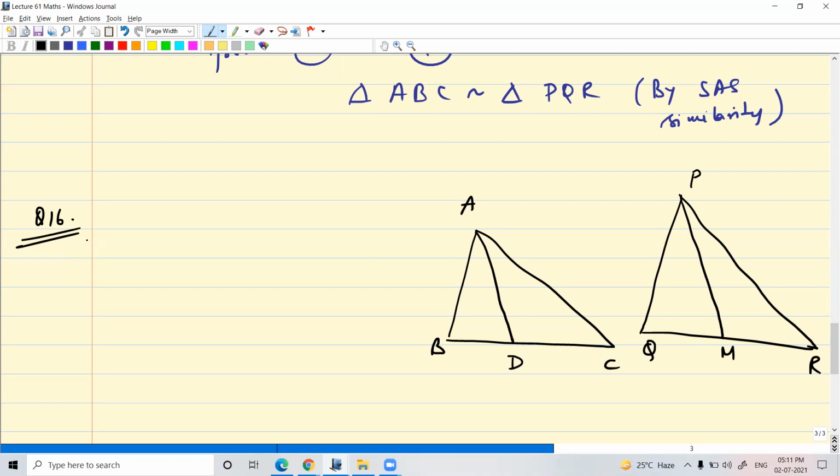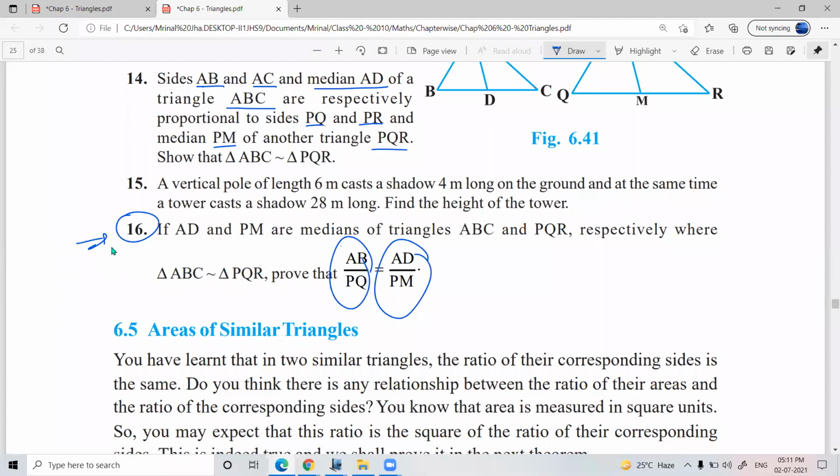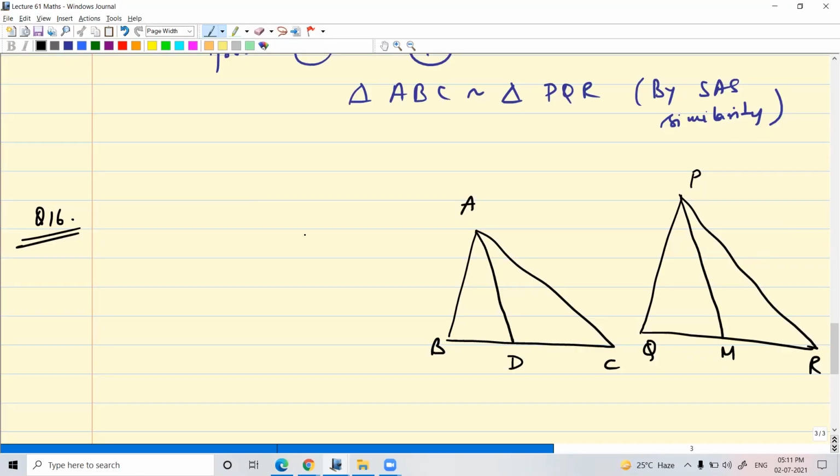Fine. So in this question also, we have a very similar case like the previous couple of problems we have solved. ABC is a triangle, then AD is a median over here. And same way, PQR is a triangle and PM is the median. They want us to prove that AB by PQ is equal to AD by PM. Tell me, Kavya, how do we do this? Tell me.